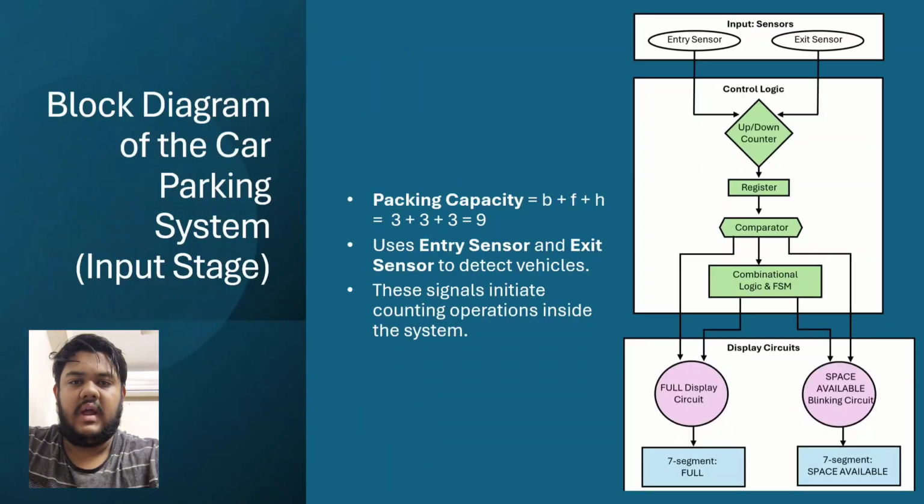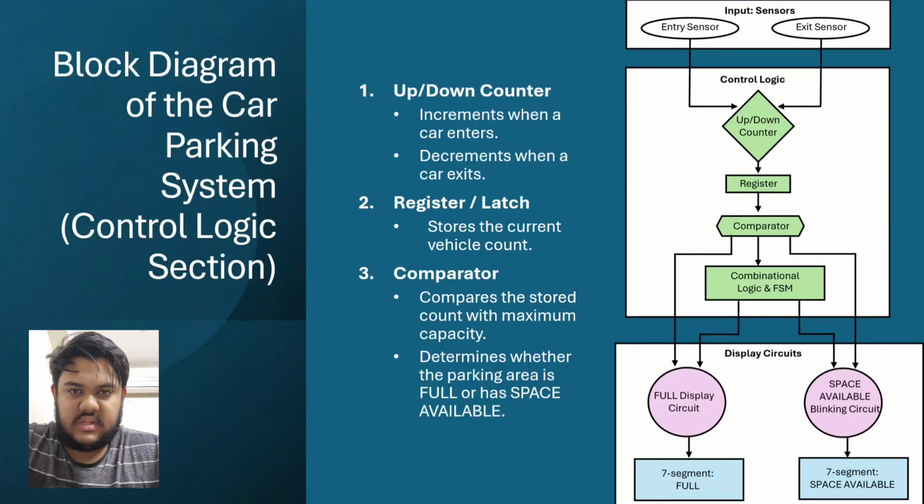Now moving to the block diagram of the car parking system: input stage. The stage is responsible for detecting vehicles entering and exiting the parking area. Sensors placed at entry and exit points generate signals whenever a car passes through. These signals act as an input to the system and are the foundation of the entire control system.